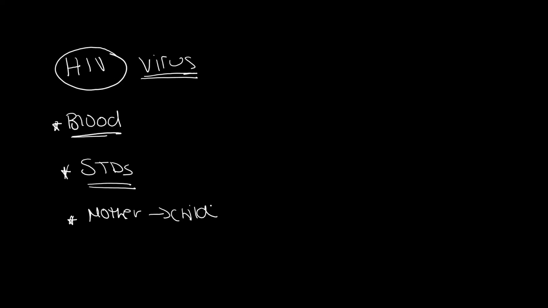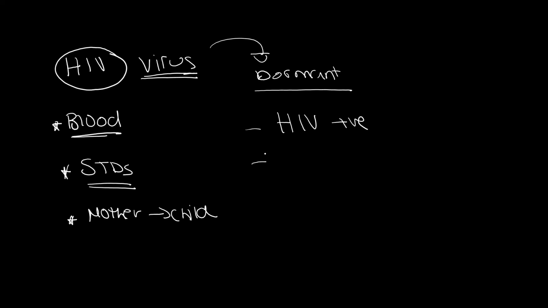Now, HIV is a very critical disease because it enters the body and it can remain dormant for years. And in that situation, you are described as being HIV positive, but it is a dangerous situation because you show no signs and no symptoms. So you look healthy, but you are actually contagious and you can infect others because you are HIV positive.